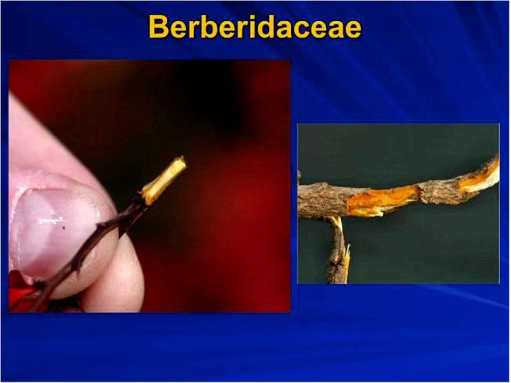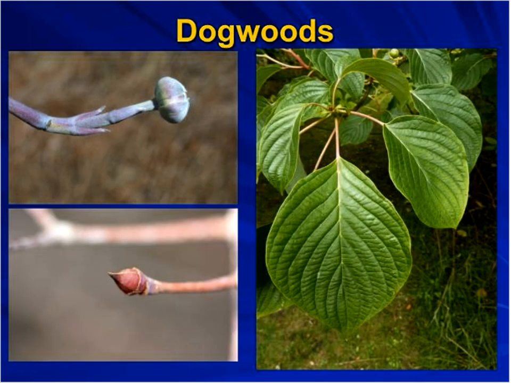Berberidaceae has yellow bark on the inside, so look at your Mahonias and barberries and look at that yellow bark on the inside.